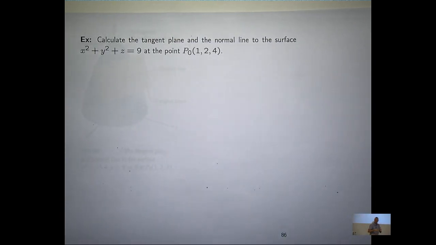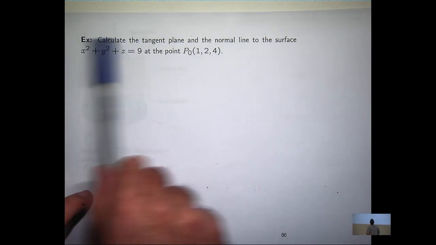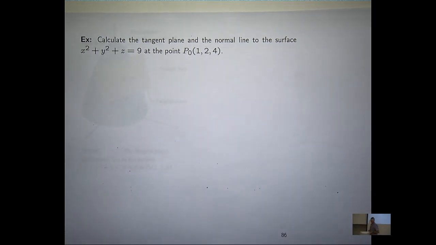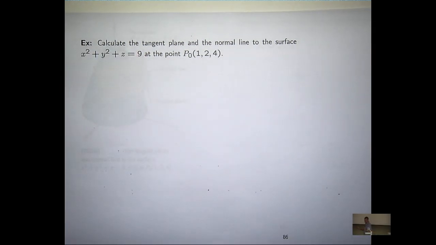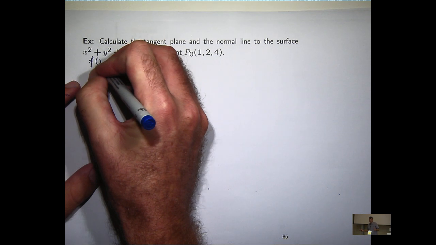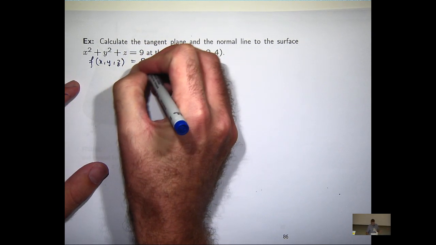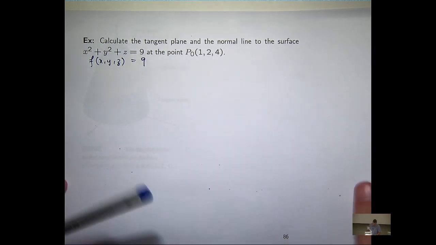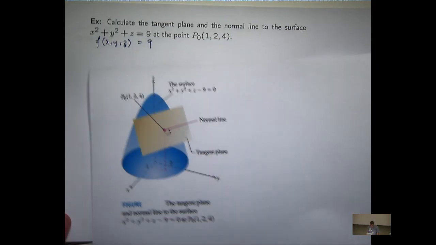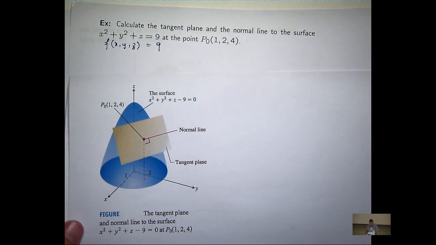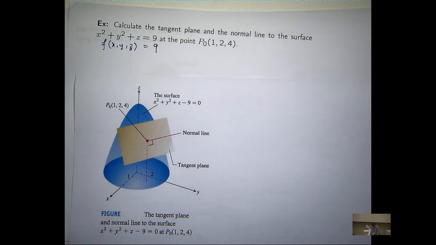Let's do an example. This is a pretty simple example, but it's a reasonable example. Okay, test the basics. We want to calculate the tangent plane and the normal line to the surface associated with this at this point. Okay, so this surface is going to be some sort of, I guess, upside down paraboloid. So if you want to see a picture, here it is here. Okay, so the blue, of course, is the surface.